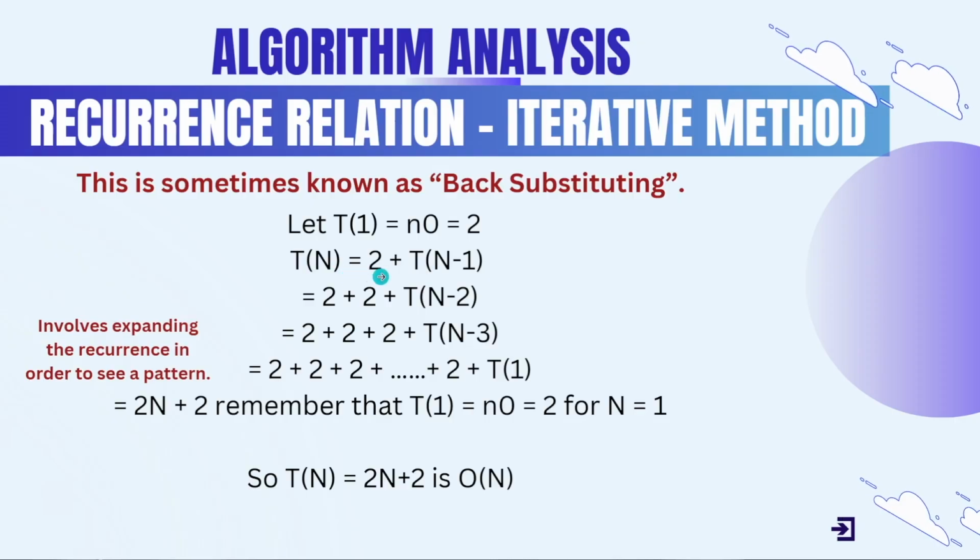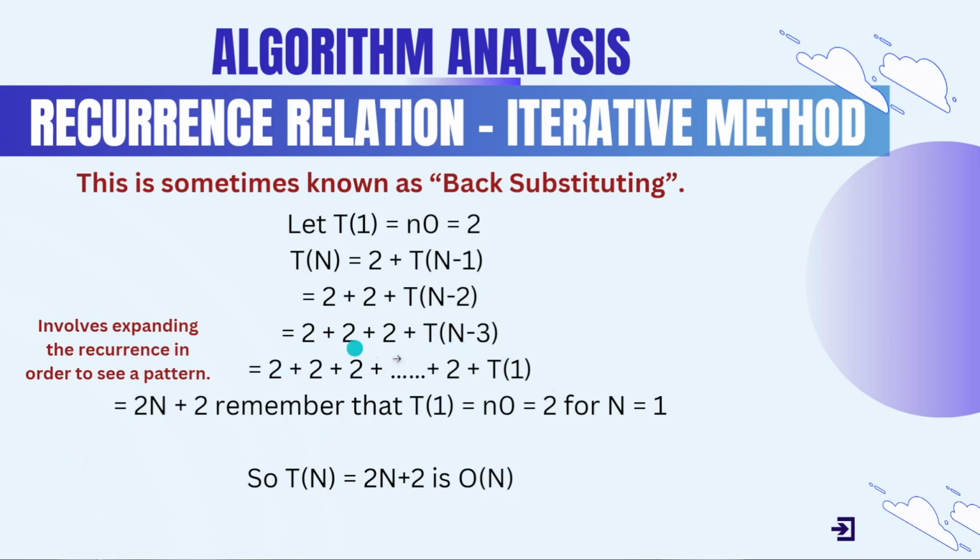Here is how this could be proved with the help of back substitution. As I said before, when n is equal to 1, T(1) is equal to 2. Now, we have to find what happens when n is greater than or equal to 2. In such cases, we expand T(n) as 2 plus T(n-1). Now we expand T(n-1) again, which is nothing but 2 plus T(n-2), and if I expand T(n-2), that is going to be 2 plus T(n-3), and this keeps on going.